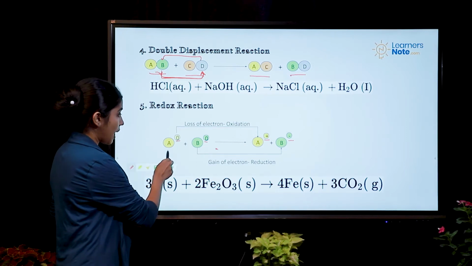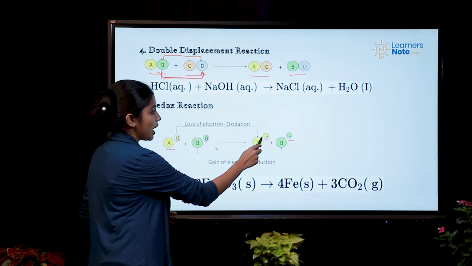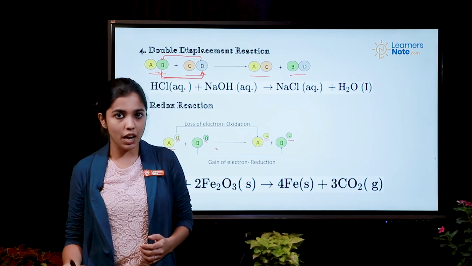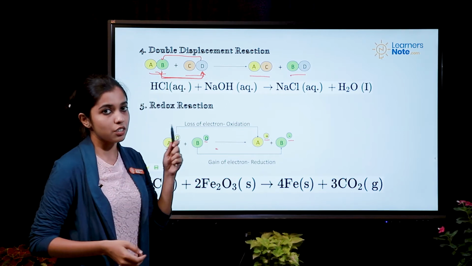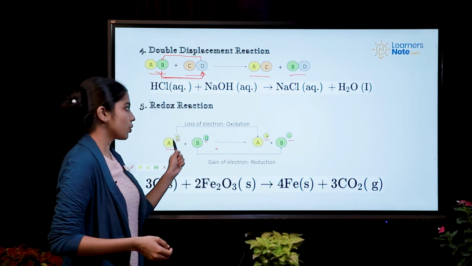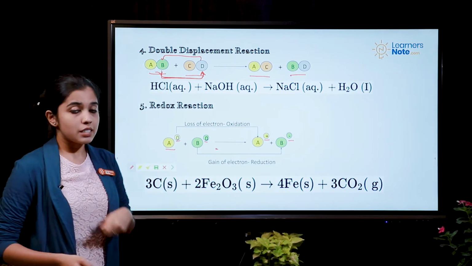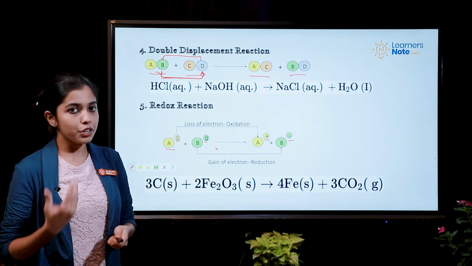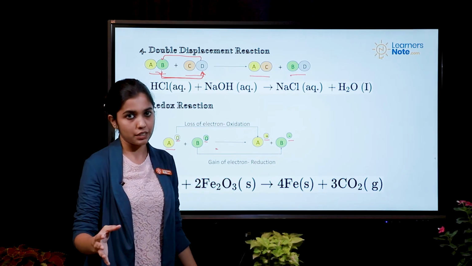Here A is initially in oxidation state 0, and it loses an electron and gains a positive charge. A substance having a positive charge is because of the loss of an electron. So A goes from oxidation state 0 to A plus, which means it has lost an electron. That process of losing an electron is called oxidation. In the same way, you can define reduction. In reduction, you gain an electron or you lose oxygen.